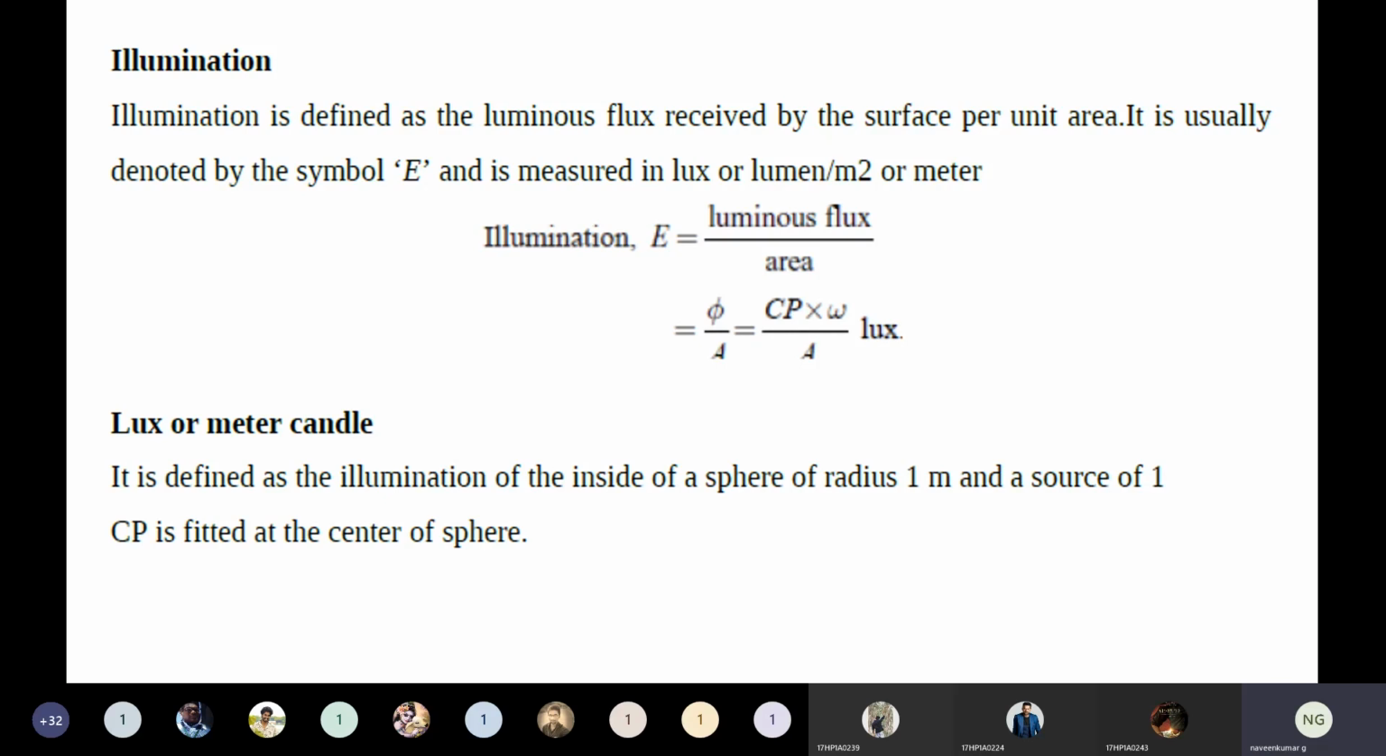Illumination is defined by capital E. So illumination E is equal to luminous flux by area. Luminous flux, as you already know, is represented by phi, and area by capital A. Luminous flux is given as candle power into omega, the solid angle, divided by A, in lux. So candle power multiplied by solid angle divided by the area covered by the luminous flux, in lux, is given as illumination.